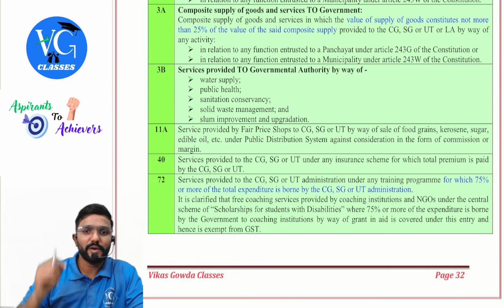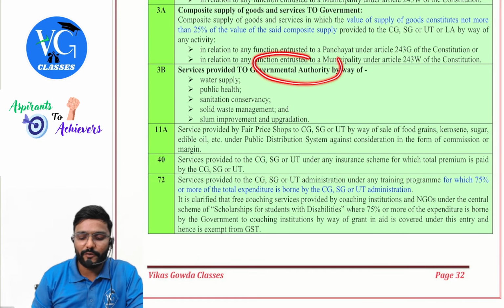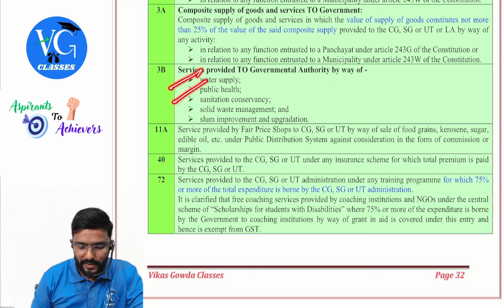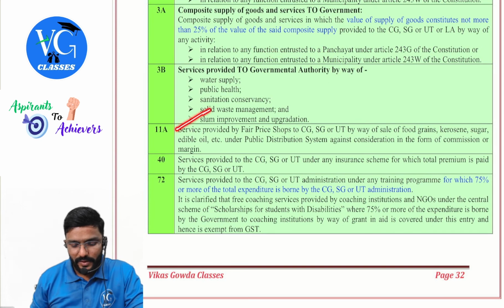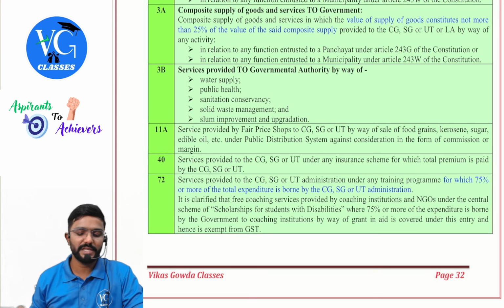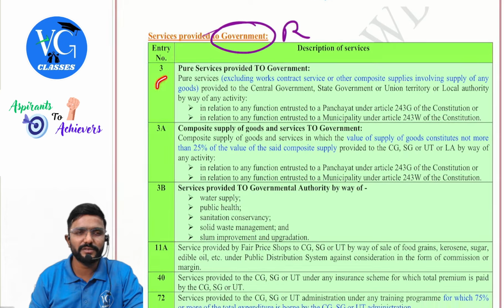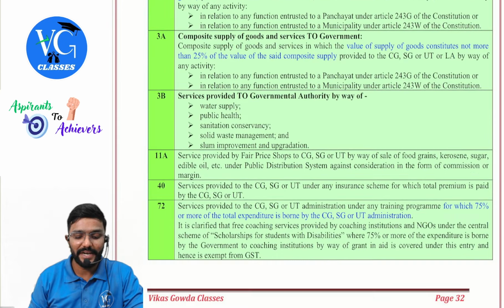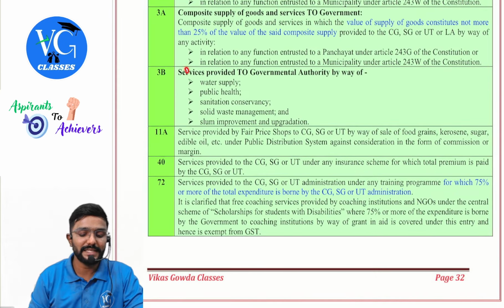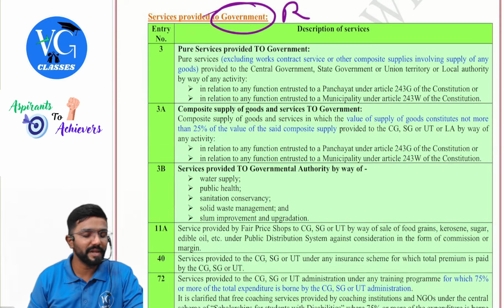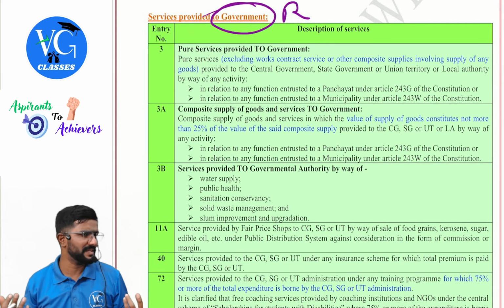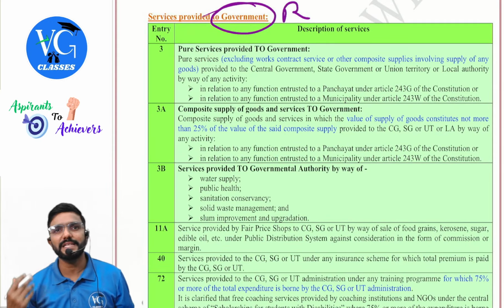3B. Services provided to government authority by way of water supply, public health, sanitation conservancy, solid waste management, slum improvement and upgradation. See guys, this is anyway completely covered here. While I was explaining 3 also, I just gave an example of this. So sanitation, water supply and all are covered in a separate entry. Will it be covered in 3 also, sir? No, anything other than this, guys.